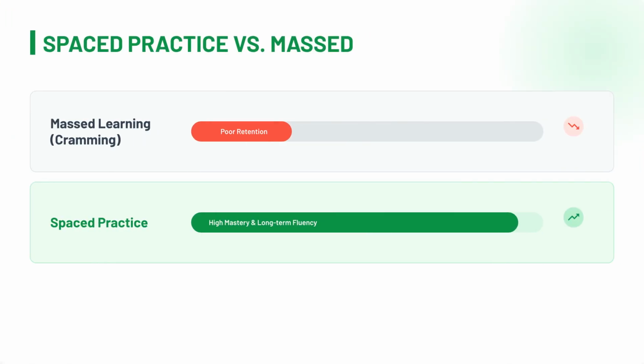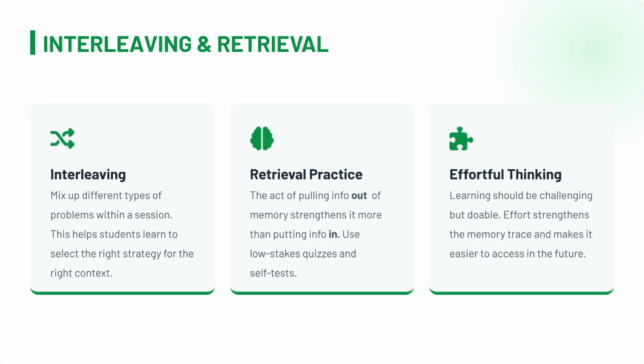The structure of practice matters immensely. Massed learning, or cramming, creates an illusion of mastery. Distributing review over weeks or months, known as spaced practice, outperforms single-session intensive practice, leading to high mastery and long-term fluency. Interleaving practice mixes different problem types, helping students select the right strategy.